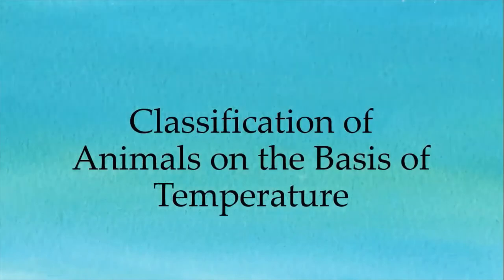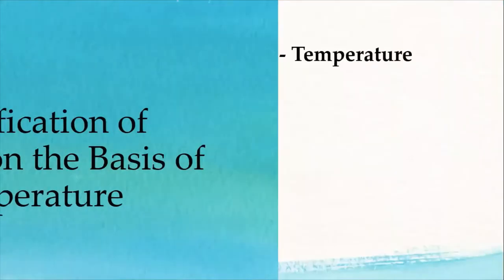Now this is an important topic, and some of the things are skipped in your new book, but I studied them in detail, and I thought they must be shared with you in detail. So the classification of animals on the basis of temperature is done. How can we classify animals on the basis of a factor that is temperature?